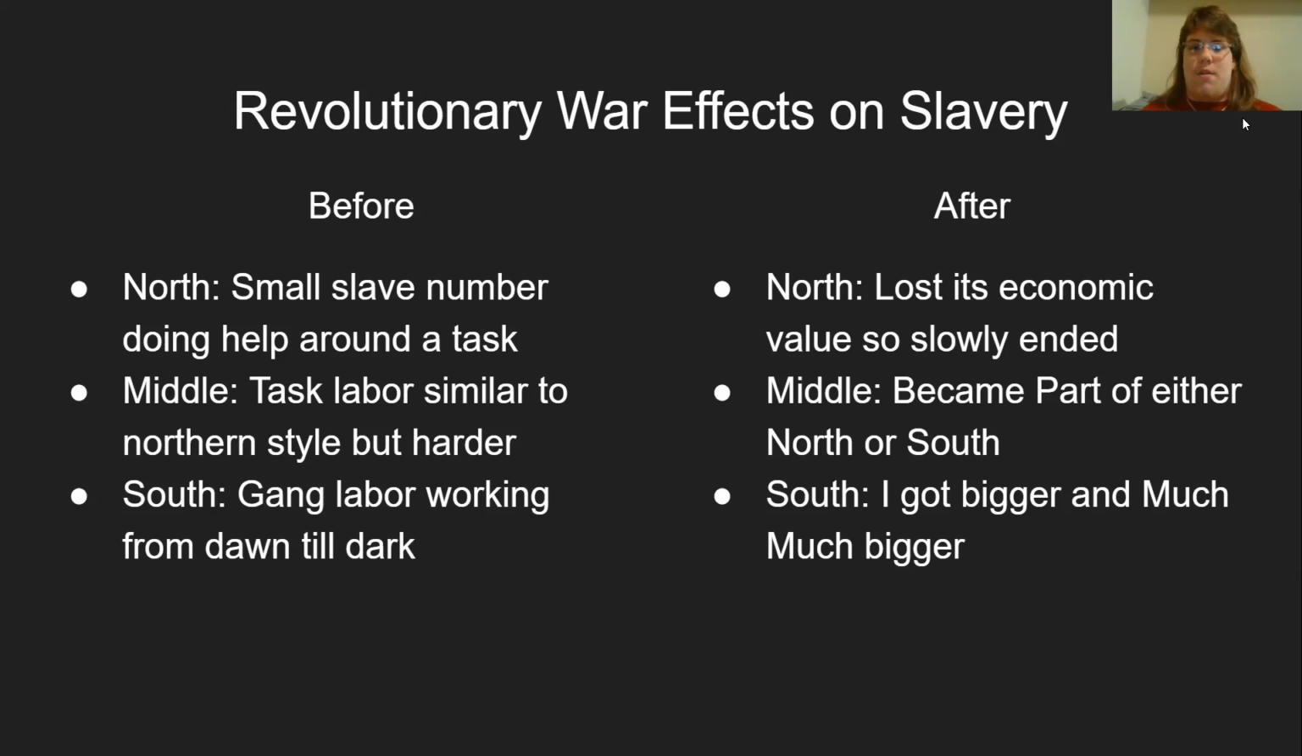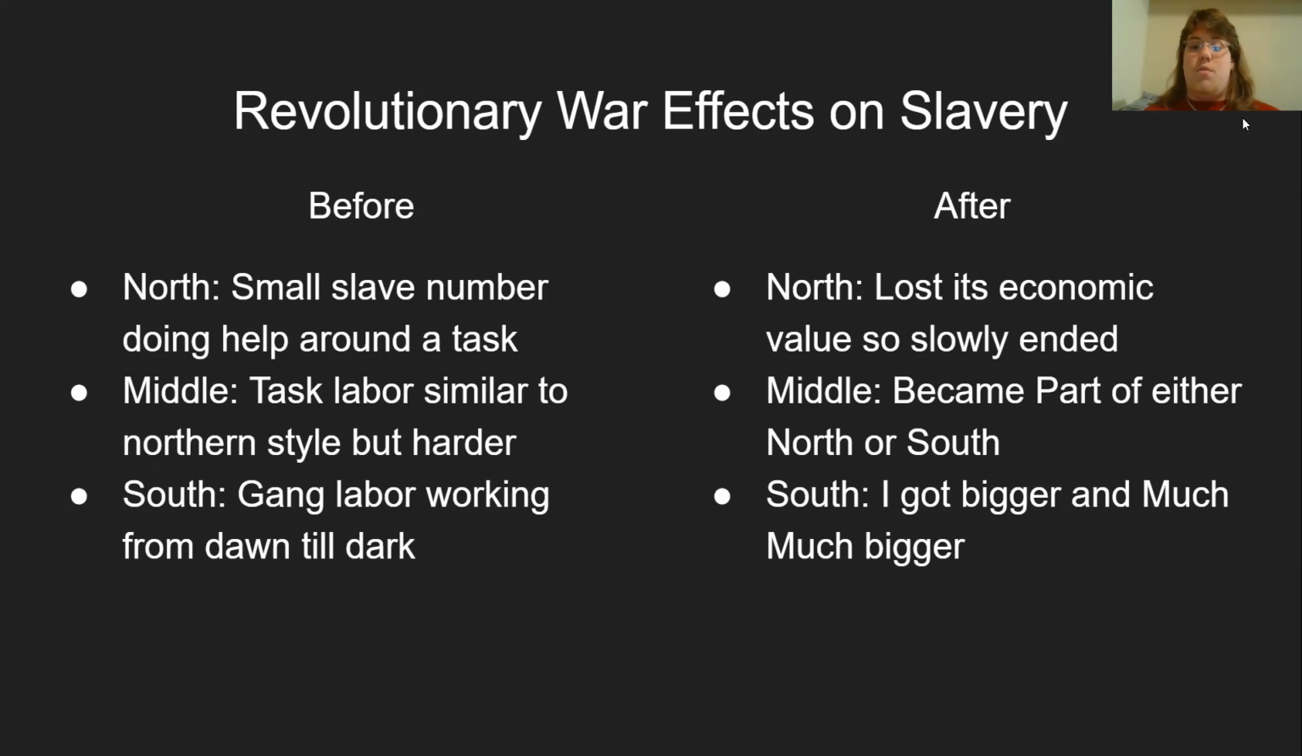whatever their owner allowed. The South, although, had gang labor. This was the worst type of slavery, where the owner hired drivers that would work the slaves, and it would control where they were picking, and they worked from the time the driver said to start till the time the driver said to stop. Could be all night, could be all morning, and then all night. It was up to them.